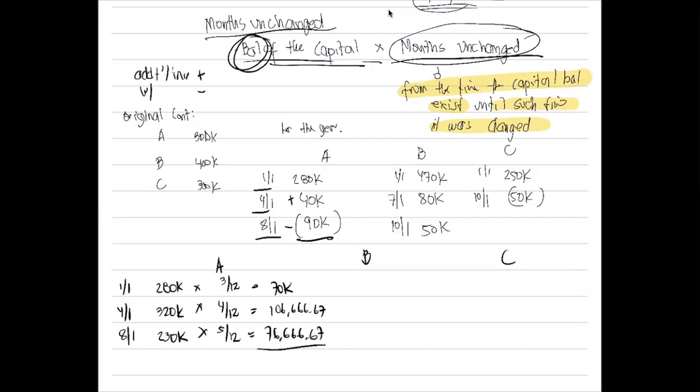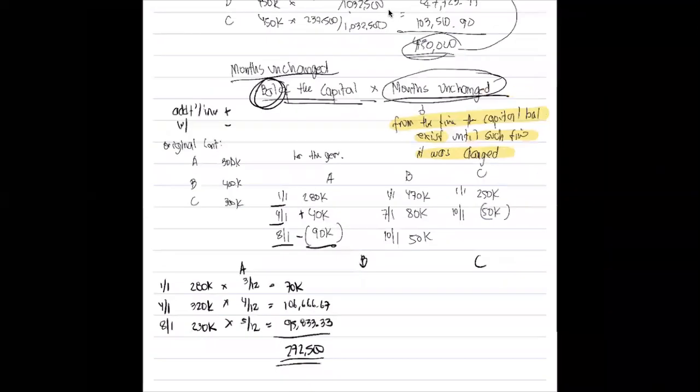Okay? So 280 times 3 over 12, we multiply it, 70. 320 times 4 over 12, we multiply it, we have 106,666.67. 230 times 5 over 12, we have 95,833.33. Okay. I-add na natin. 95,833.33 plus 106,666.67 plus 70,000, you will get 272,500. Ayan siya. Check natin.